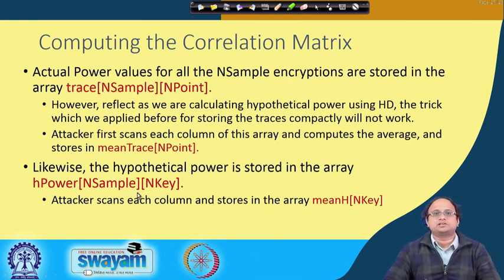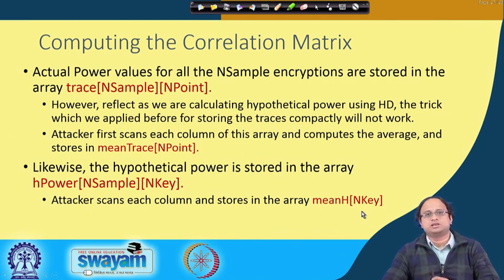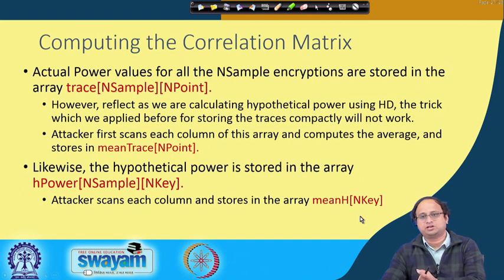Likewise, for the hypothetical power matrix, you know that it is indexed in the column by n key, that is the number of possible key bytes, which is say 256. The attacker can scan each column again, and the average for that column is stored in the array mean h. The number of possibilities is n key. So, you have mean h denoting the average for the columns of the hypothetical matrix, and mean trace storing the average for your real power matrix, which is T.